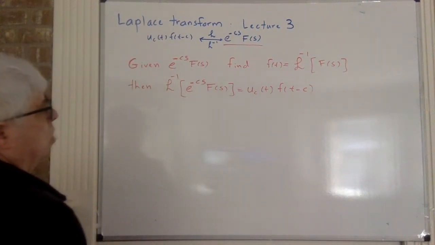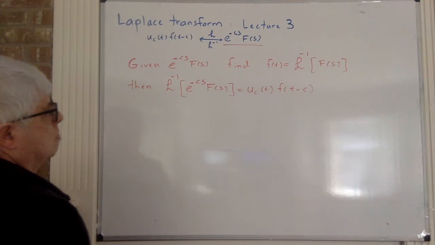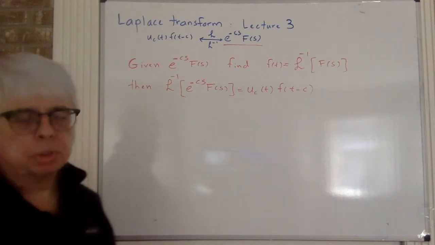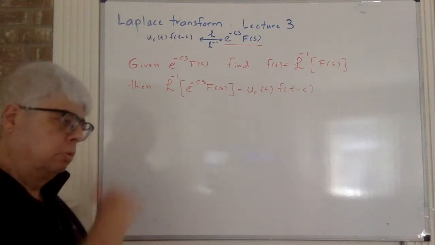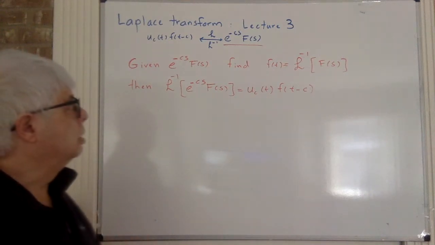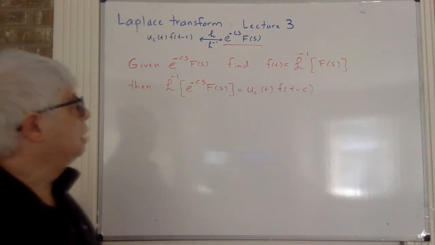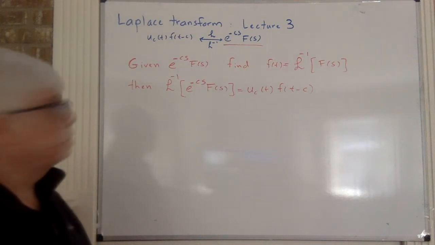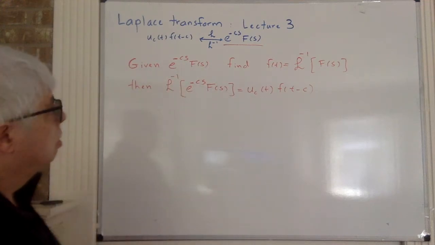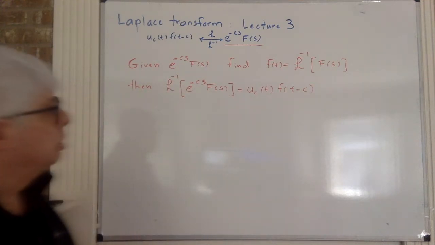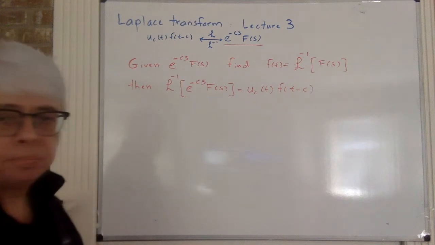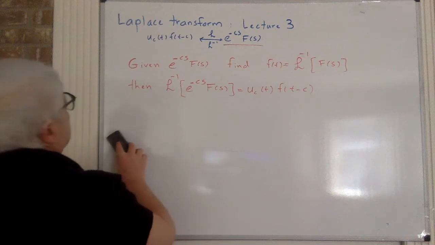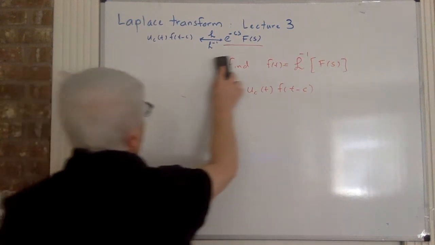That's all. So you basically just put this e to the power minus cs to the side and find the Laplace inverse of F(s), use the table, then apply this simple theorem, and you have the function f(t). Okay, so let me give you some examples. Let me erase this, keep that over here.